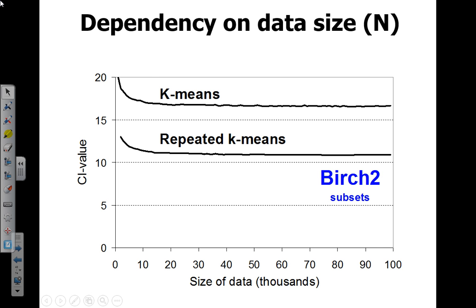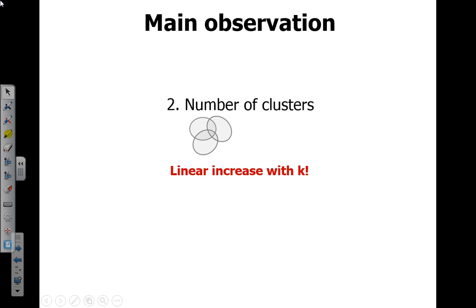And just to put it in some perspective, here is a slide showing how the size of the data affects it. This was not the point of the study, but we can see K-means behavior is pretty much constant, with no effect from the size of the data. So the second main observation is that the number of clusters does affect K-means performance, in a way that it increases linearly with K. Here I mean the CI value. The more clusters, the higher the average centroid index, or the number of centroids wrongly allocated.